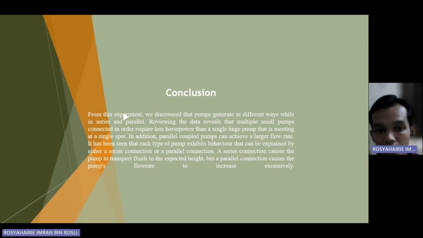It has been seen that each type of pump exhibits behavior that can be explained by either a series connection or parallel connection. A series connection causes the pump to transport fluid to the expected height, but a parallel connection causes the pump's flow rate to increase excessively.